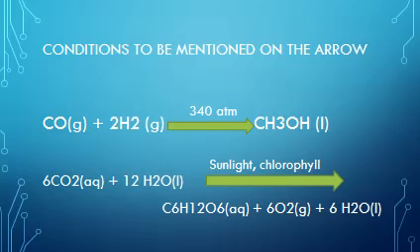The second example is CO2 plus H2O, with sunlight and chlorophyll. So this is the balanced equation for photosynthesis, which gives you glucose C6H12O6, which is in the aqueous state, plus 6O2 oxygen in gaseous state plus 6H2O in liquid state. This is how the conditions are mentioned on the arrow.